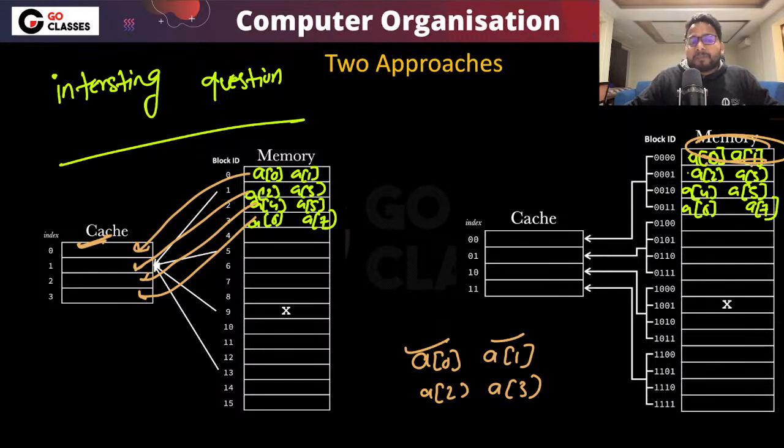And it's not about the replacement, okay? It's actually about the multiple access. If you are accessing this A0 again, then you can again access it from the cache. But here, if you're accessing A0 again, since A0 got replaced, that is the problem. You're losing your locality.